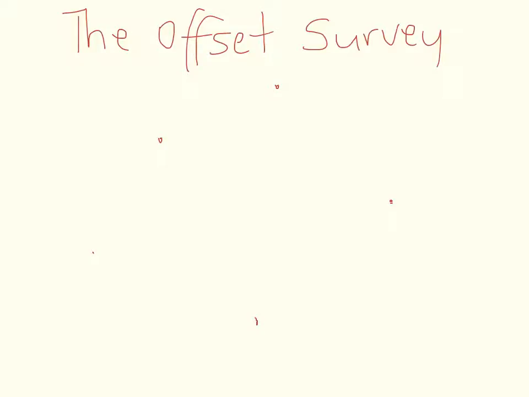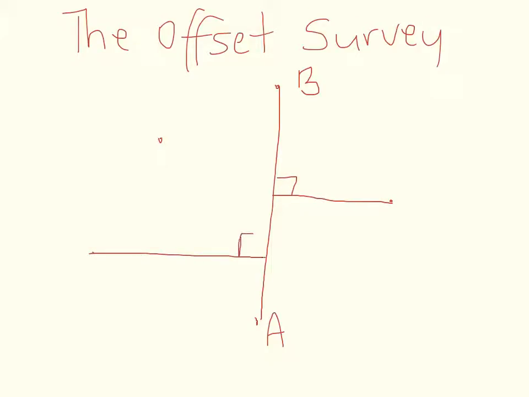To start off with, you need a survey line, and I'm going to choose this one. This will be point A, and this will be point B. Now, between the survey line and each of these points, you need to draw a perpendicular line. So that'll be a right angle, that will be a right angle, and this will be a right angle.